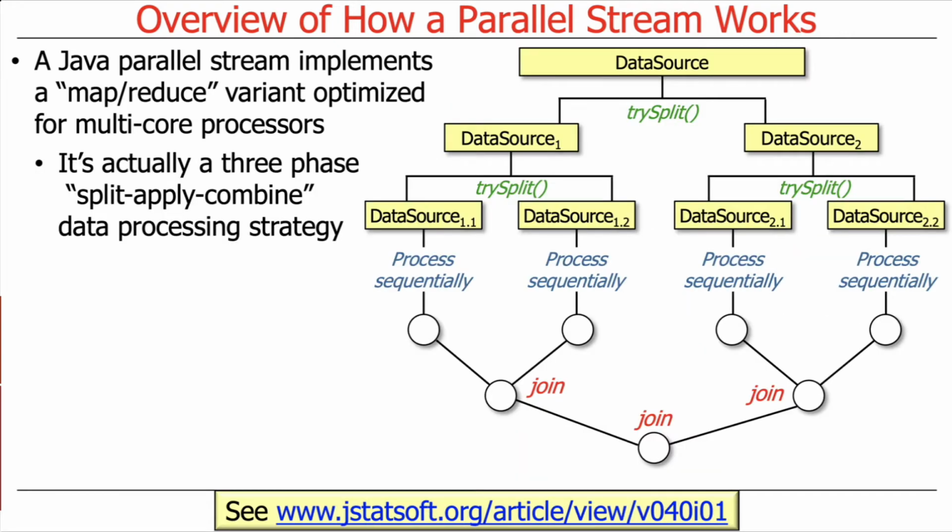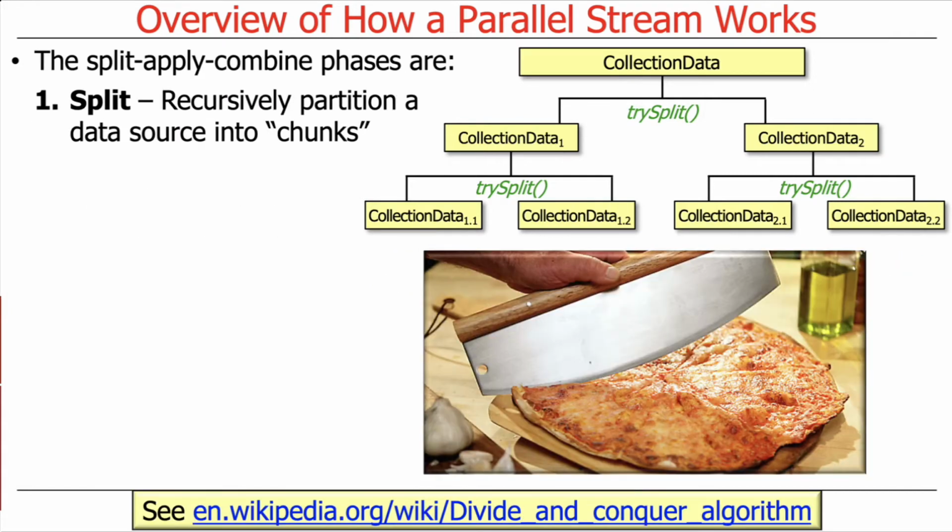With parallel streams, as we've seen before, there's actually a three-phase data processing strategy called split, apply, combine. We'll go through this again very quickly, and in a bit more detail than we did the first time we talked about it. As you can see here, you've got your data source that'll be split up into atomic-sized chunks. There's a bunch of processing that takes place in parallel, and then we join the results together. So let's talk a little bit more about each of those phases.